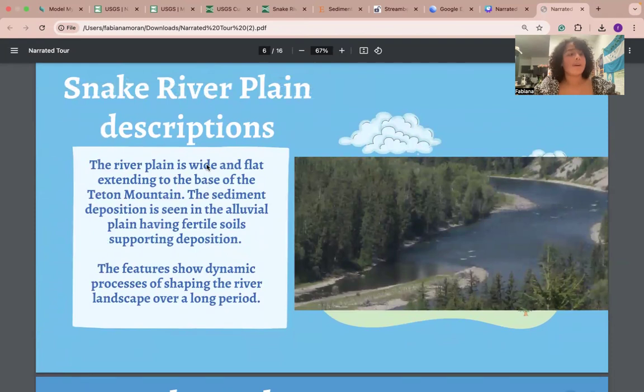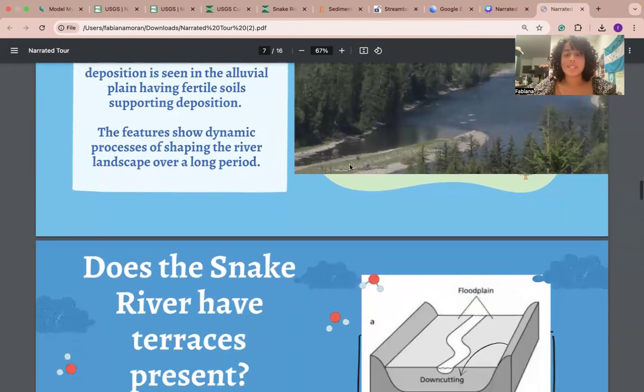So, describing the plains of the Snake River. It is a broad and fertile area extending all the way to the base of the Teton Mountains. Here, sediment deposition plays a critical role, creating an alluvial plain rich in nutrients, a process that exemplifies the long-term dynamic history of river systems contributing to the park's biodiversity. So this is some of the ways the river helps maintain good health.